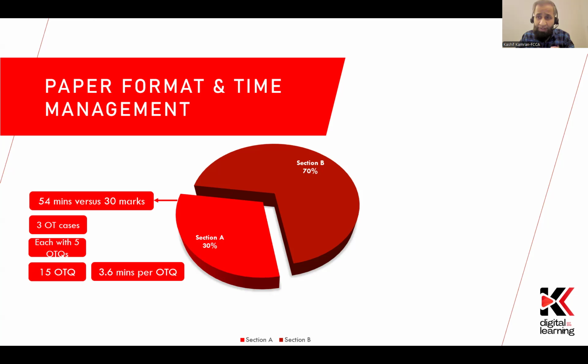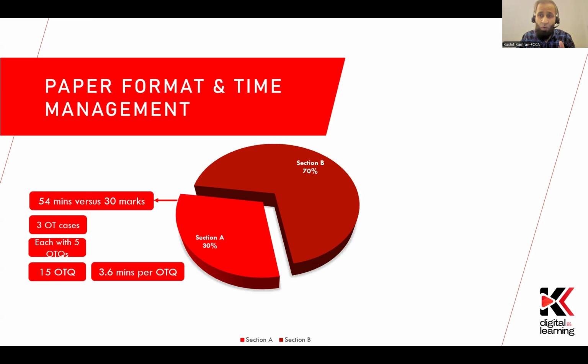You should spend good time on section A, because a lot of the time students just rush over section A and compromise the quality. You should spend 54 minutes. You should take the right decisions. You should think of the right answer.